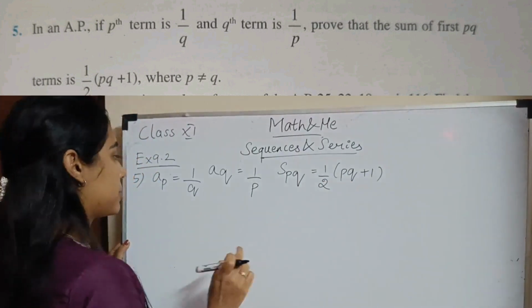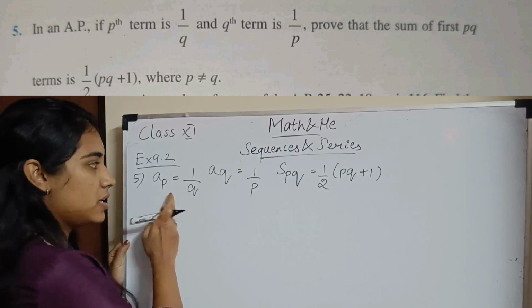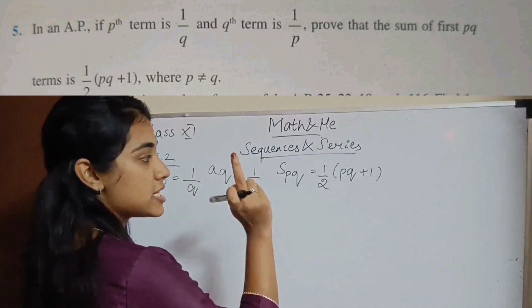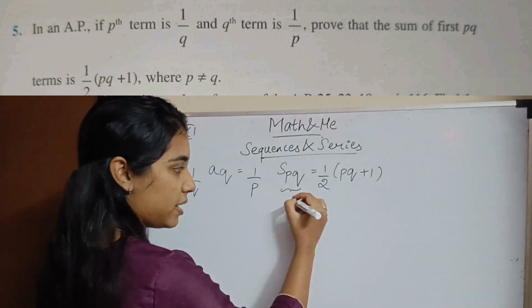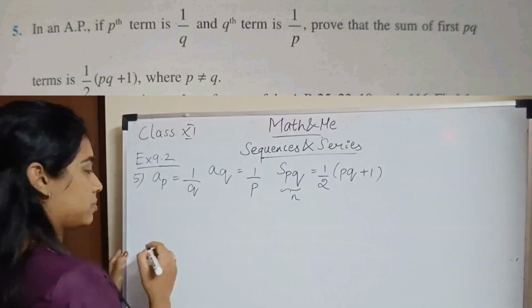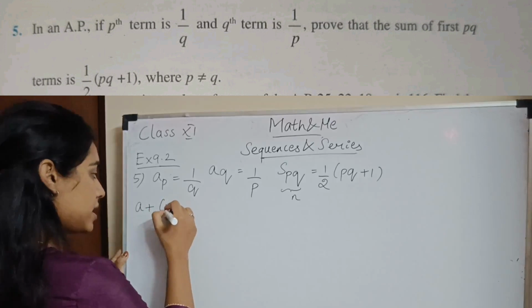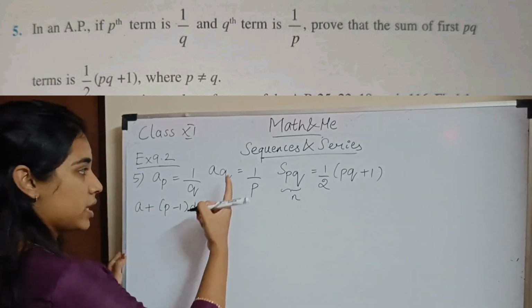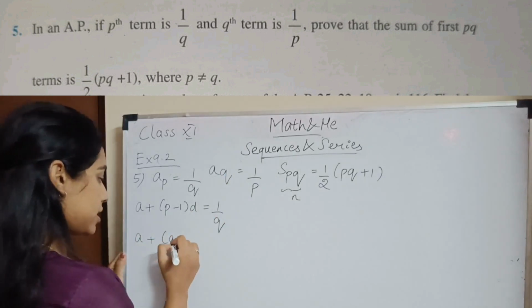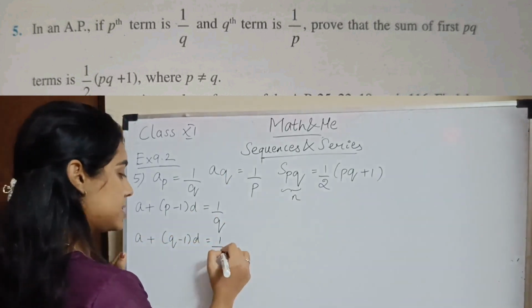First, let's interpret the question correctly. The pth term is a_p, the qth term is a_q, and the sum of pq terms, so pq is the n here. For the pth term, what do you have? A plus (p minus 1) times d equals 1 by q. Here, a plus (q minus 1) times d equals 1 by p.